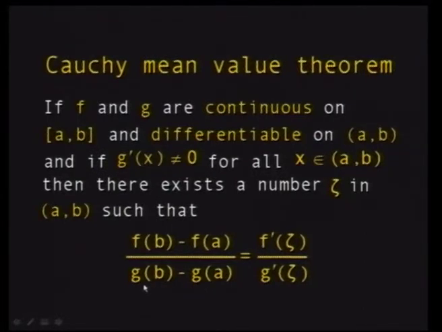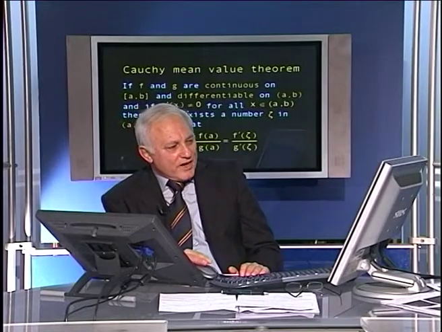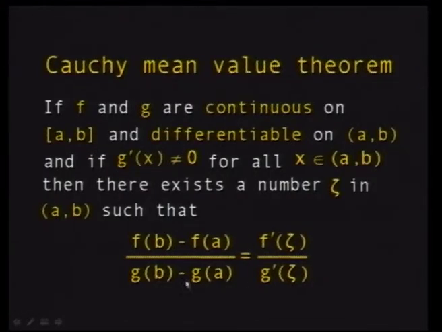Why? Because if g of b is equal to g of a, then according to Rolle, there must exist a point zeta at which g dash vanishes. But g dash of x is not equal to 0, and therefore this denominator here is not equal to 0, and you get this Cauchy theorem.